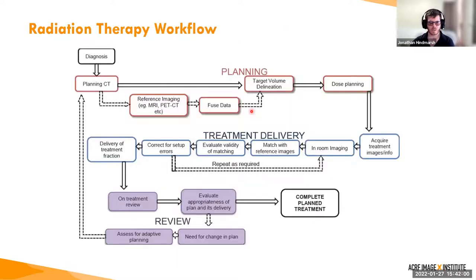So that's treatment delivery. And once during treatment delivery, we also will do a process of assessment of the plan and how it's going. So do we have any questions about treatment delivery, about patient flow through the department?